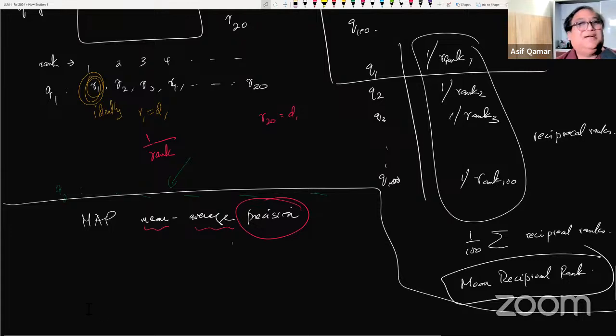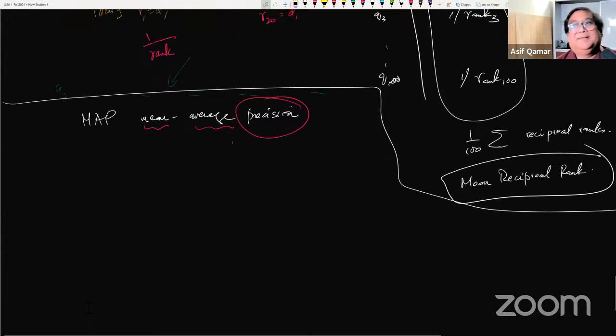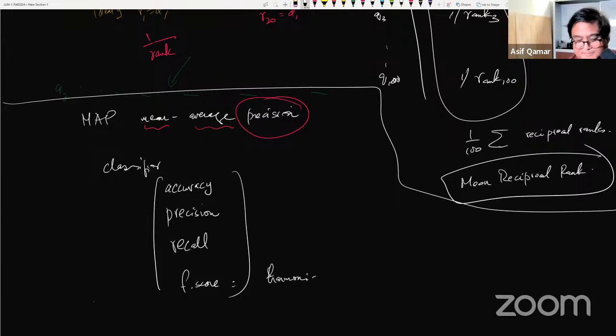Give me an intuitive answer that a 5-year-old can understand. You're giving me a formula, TP over this and that. That means you don't understand it. Okay, there are 3 things that matter when you talk of a classifier: accuracy, precision, recall. And the F1 score, which is basically the harmonic mean of precision and recall.